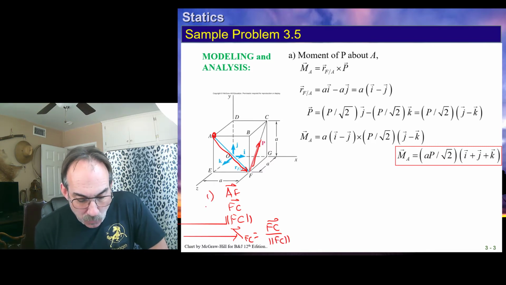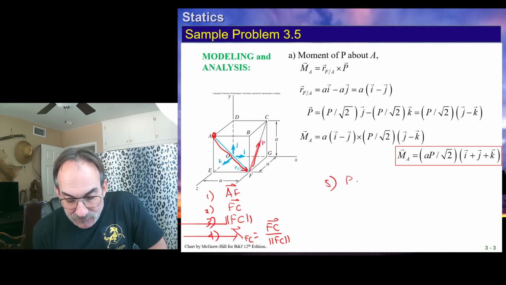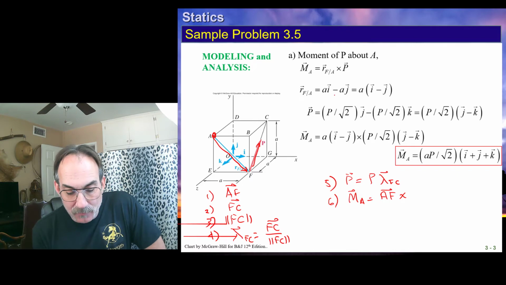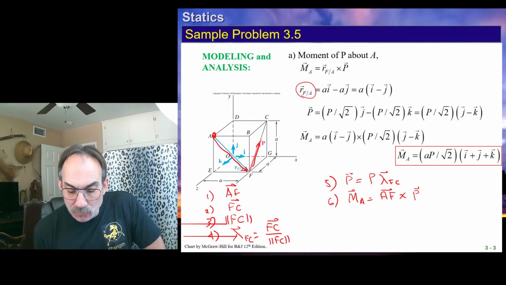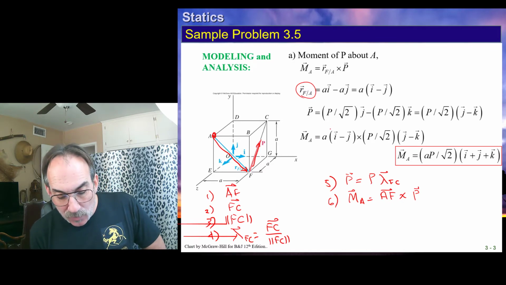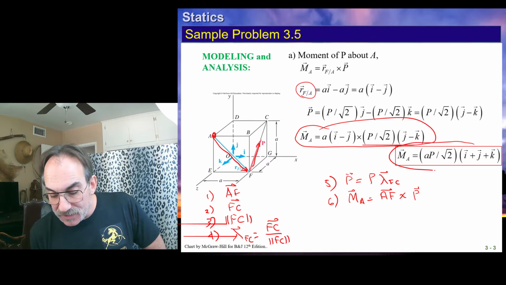Then our next step, this is 1, 2, 3, 4, was to get the vector P, which is just P times the unit vector of its line of action. Then to get the moment, we said the moment at A is simply any position vector from A to that force, AF, crossed with, and the book is calling it this, our vector force P. And then we solve that cross product, which is done right here, which gives us our answer.